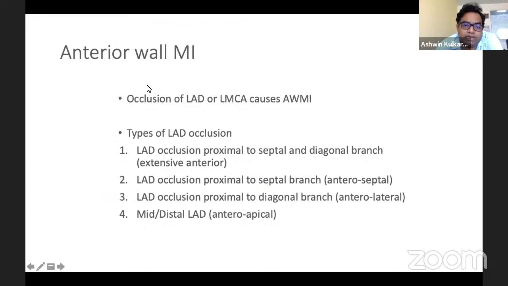Coming to anterior wall MI, occlusion of the LAD or LMCA, that is the left main coronary artery, causes anterior wall MI. The type of occlusion could be a proximal LAD occlusion, where there is extensive MI, or a mid LAD lesion, either proximal to the septal branch or proximal to the diagonal branch. Both of them together we call mid LAD lesions. And there are distal LAD lesions, where mostly the apex of the heart may be involved.